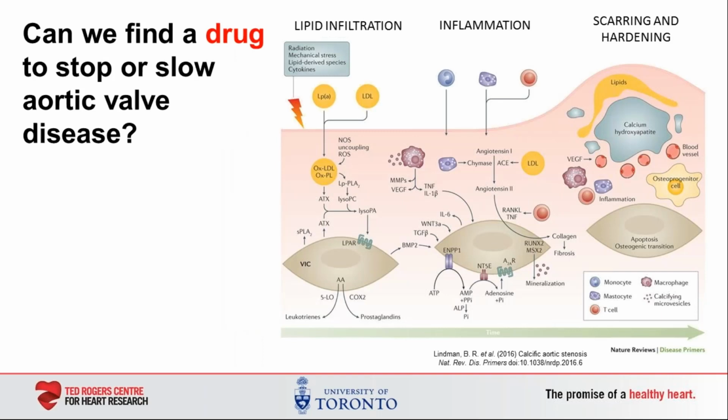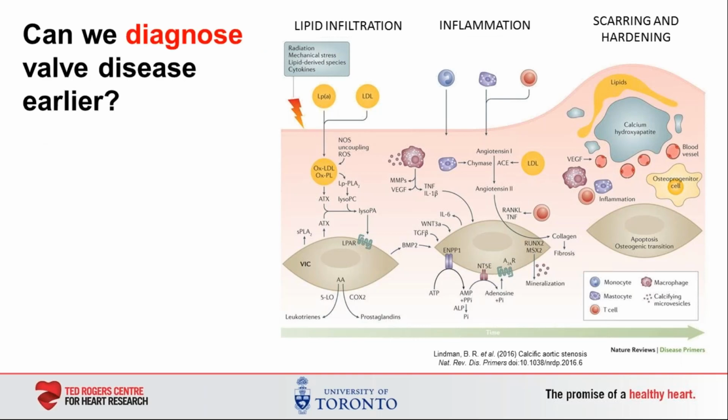So the first question is, can we find a drug or a medical treatment to stop or slow aortic valve disease? As Dr. Mathieu mentioned at the end, this is a very active area of research. There currently isn't a medical treatment. The only treatment for valve disease currently is replacement. And so there's a lot of interest in identifying targets, therapeutic targets, to prevent or slow valve disease so that surgery and valve replacement isn't necessary.